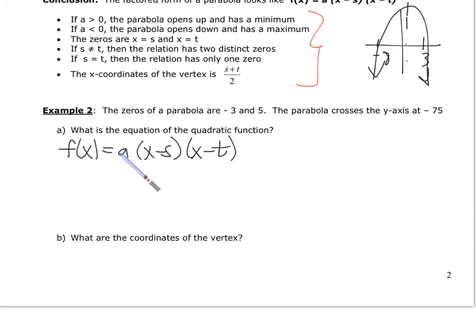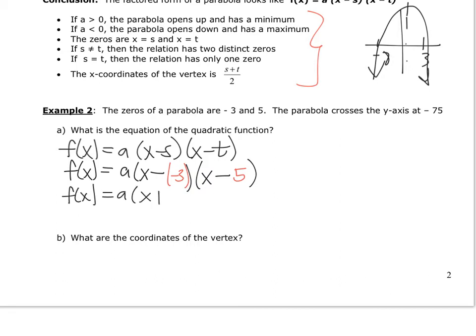And I have no idea what a is yet. So I'm going to rewrite this as f of x equals a times x, copy the minus, and then write your 0, which is negative 3. And then again x, copy the minus, and then we're going to write our other x-intercept, which is 5. Okay, so let's simplify this. We've got f of x equals a(x + 3)(x - 5).